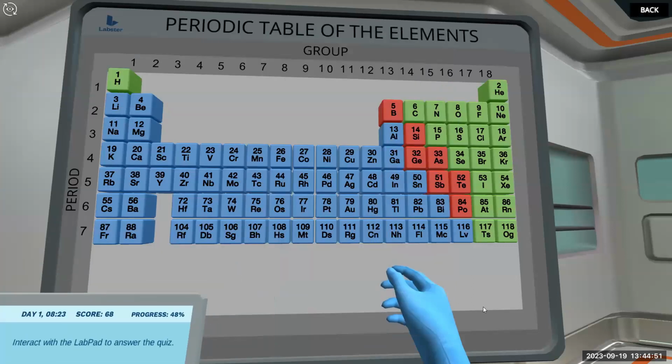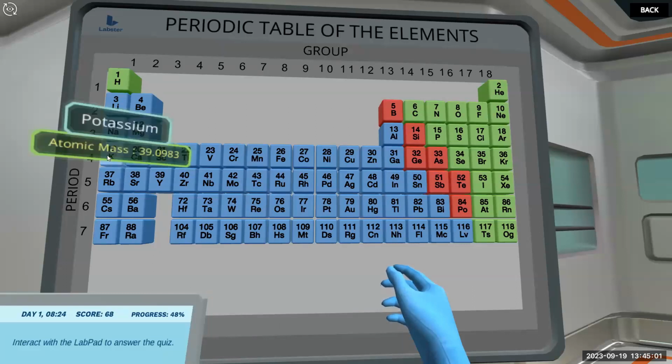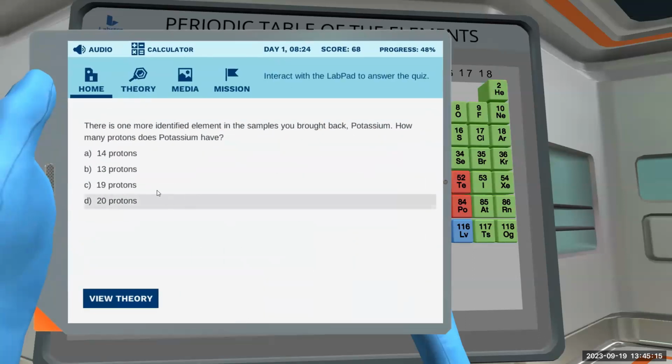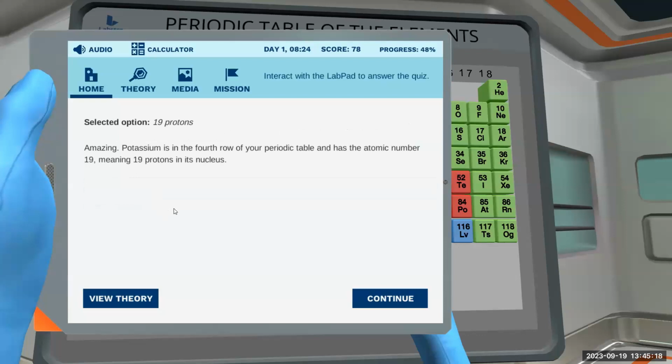So let's look for potassium. Also kind of a trick question, considering potassium, the element is labeled as just K. So if you didn't know that, it might have taken a while to be shuffling through the entire periodic table, but you see that potassium has a 19, so it must have 19 protons. Amazing. Potassium is in the 4th row of your periodic table and has the atomic number 19, meaning 19 protons in its nucleus.